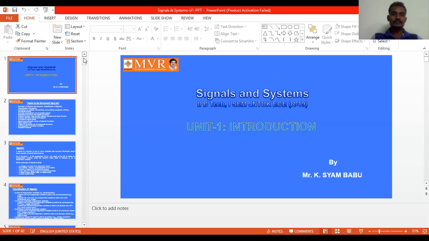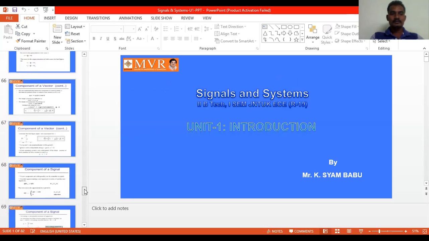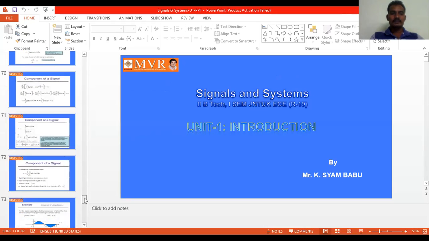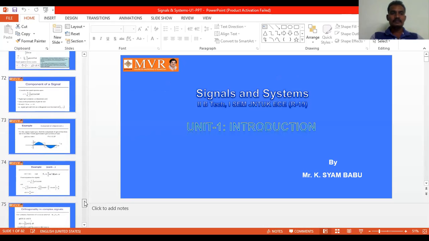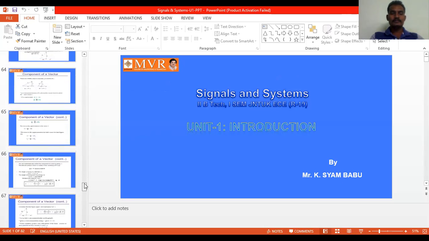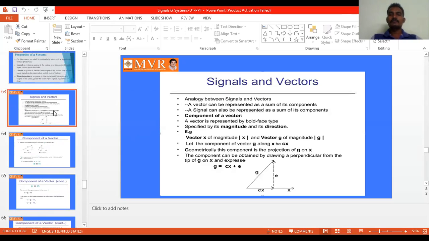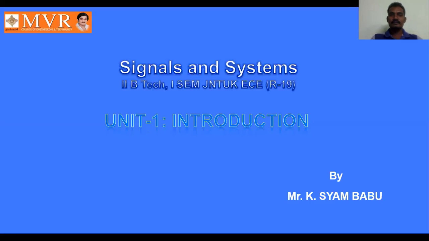So we discussed the signals and vectors here. What is meant by signal and what is meant by vector? We already discussed the signal. What is meant by signal? Signal is nothing but a function of one or more independent variables which contain some information.